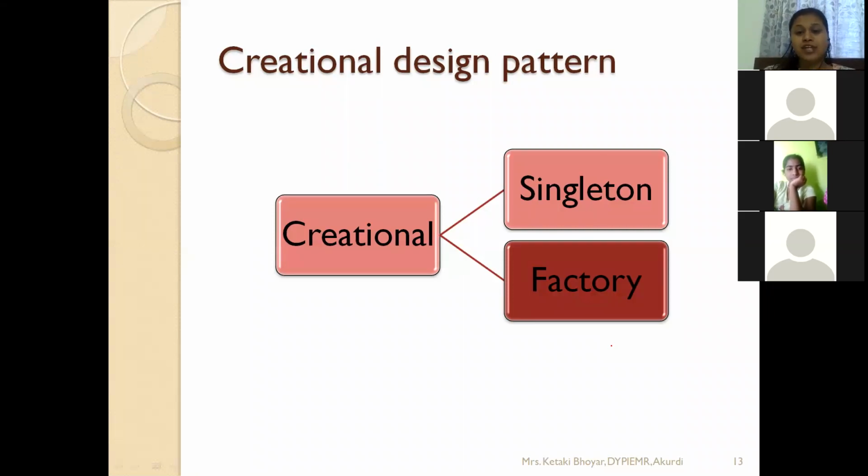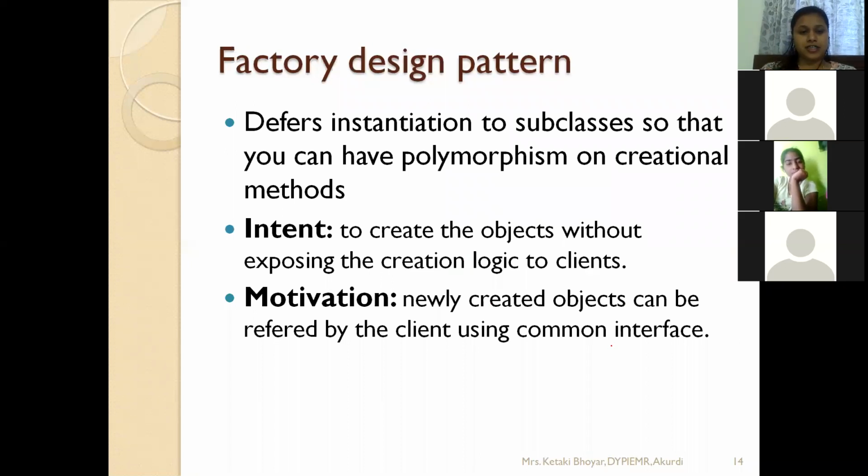Now, the next type of creational design pattern is the factory design pattern. Till now, we were seeing the singleton design pattern. There are two types of creational design patterns that are included in our syllabus. Next is the factory design pattern. Now, what is a factory design pattern? This is also known as the factory method design pattern. Factory and factory method design patterns are the same thing. In some books, the name is written as factory method, while in some books, the name is written as factory design pattern. So what is the factory design pattern?